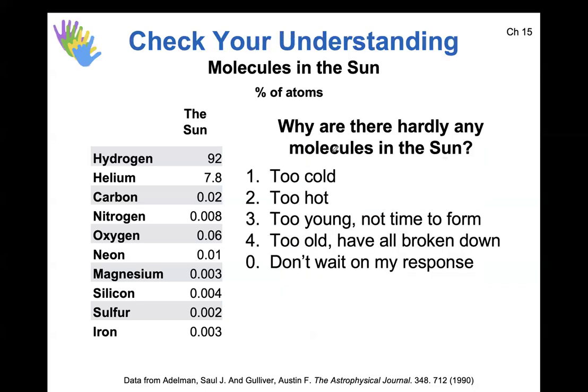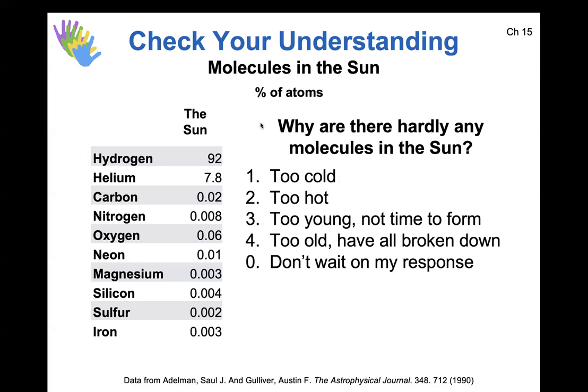Well, we don't see molecules in the sun. Why are there no molecules in the sun, at least hardly any? What do you think it is? Too cold, too hot, too young, too old? They've all broken down? What is it? All right, I have a vote for two. Anybody else? Thank you, Maxwell.